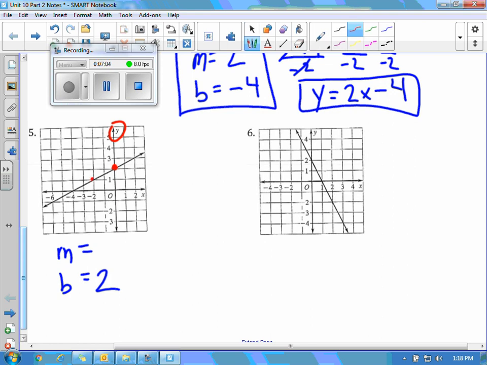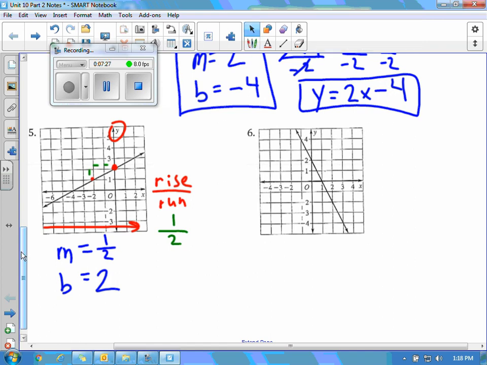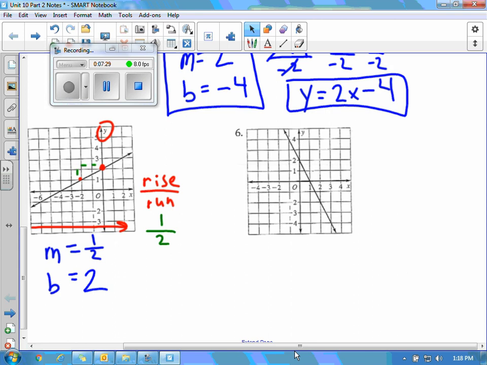So remember, I want to go from left to right, and I want to do rise over run. So to get from one point to the next, going left to right, I go up 1, so my rise is 1, and I go over to the right, so my run is 2. So that means that my slope is going to be 1/2, or 1 over 2.